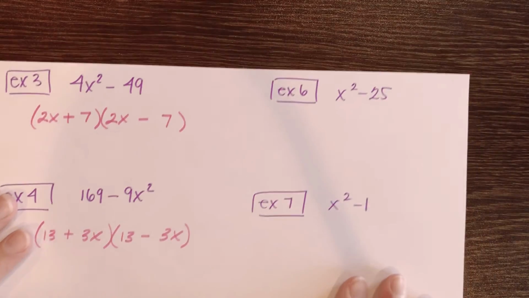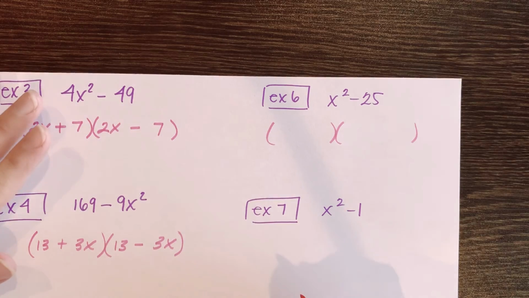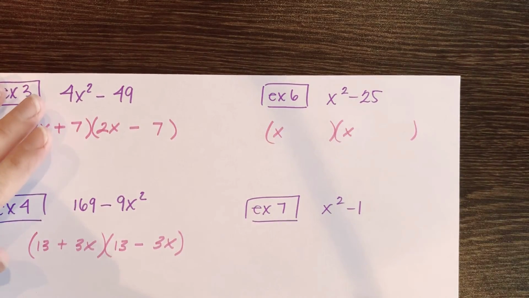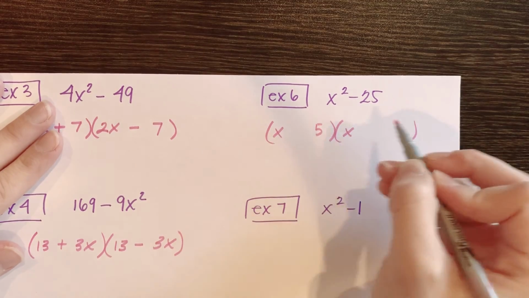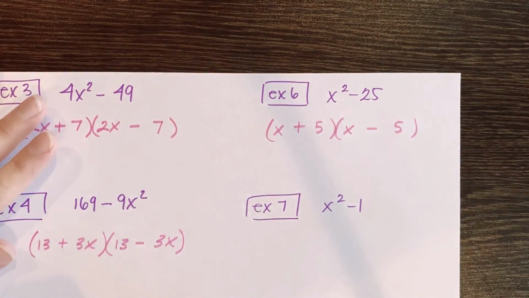Let's try another one. This one's a little easier, so it's kind of nice. Go backwards to something a little simpler. What's going to give me the x squared? X and x. What's going to give me the 25? 5 and 5. One gets a plus, one gets a minus.